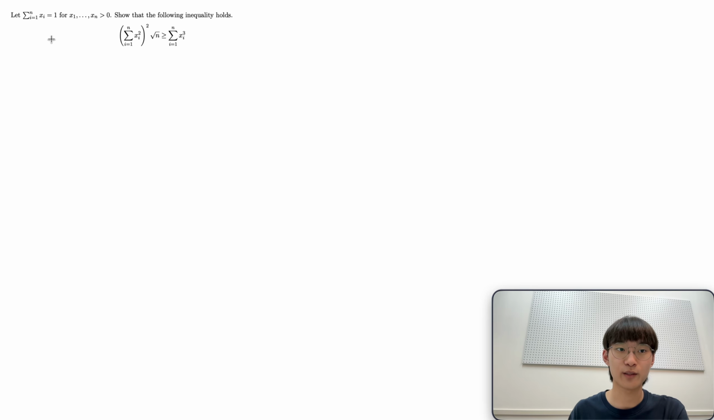Let the sum of x_i equal 1, with x_i greater than 0, and we want to show that this inequality holds.